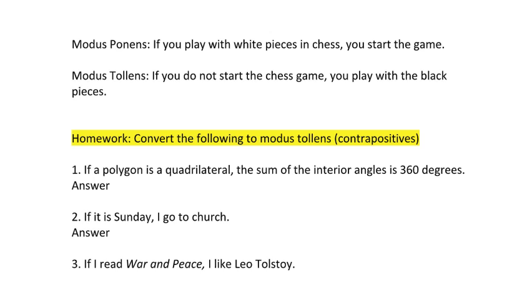Here it is asserted: if P, then Q. If you play with the white pieces in chess, you start the game. P implies Q. If we reverse the Q and the P and make negations, then we write a modus tollens argument. So you start the game, but you negate it. If you do not start the chess game, you play with not the white pieces. So what is the opposite of not the white pieces? You play with the black pieces. So if you do not start the chess game, you play with the black pieces.